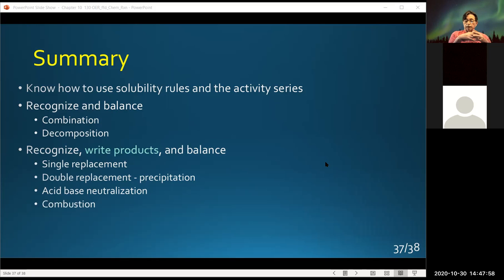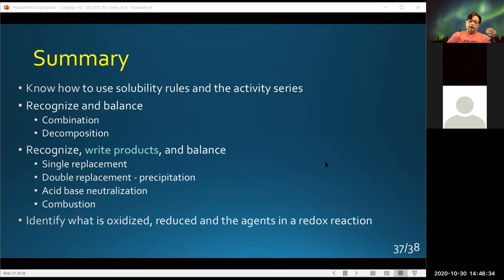Combustion reaction: the only combustion you need to be worried about is combustion of hydrocarbons, and those are compounds made up of nothing but carbon and hydrogen. When you combust hydrocarbons, the reactant you need is oxygen, and the only two products you're going to make are carbon dioxide and water, okay? We balance those by first balancing the carbons, then the hydrogens, and then at the end the oxygens. And they balance themselves pretty readily, okay?